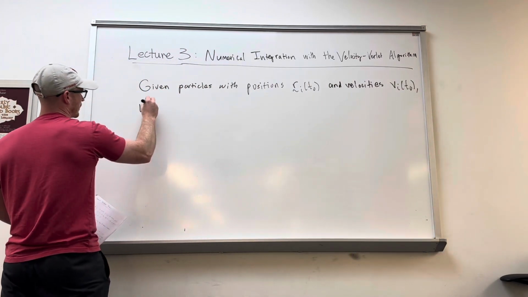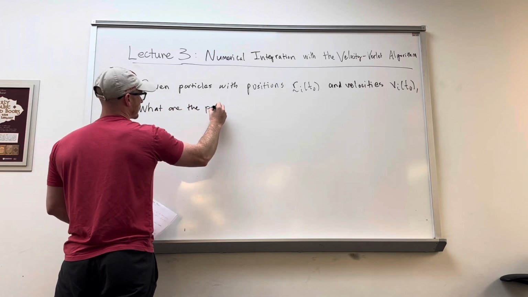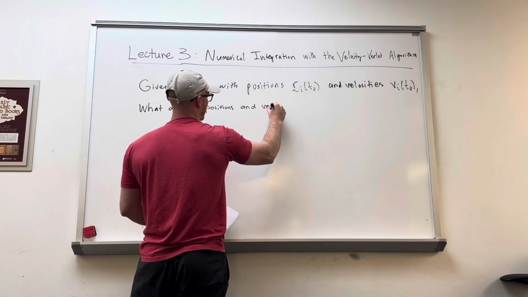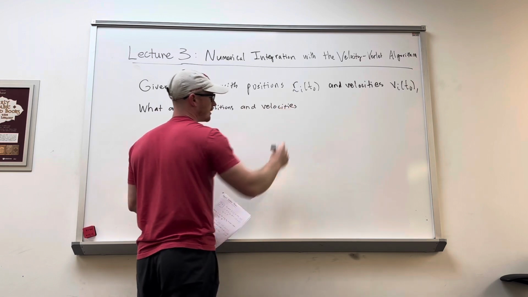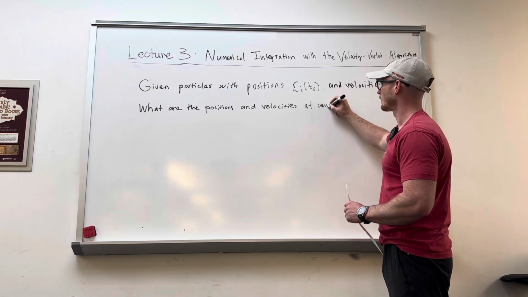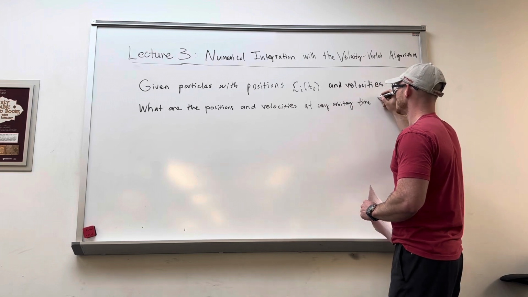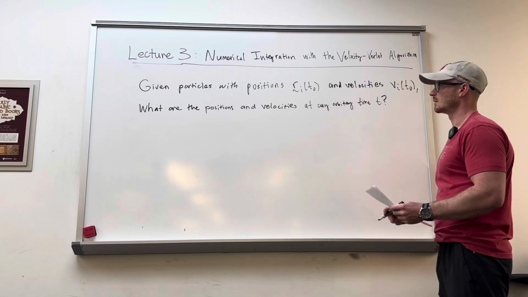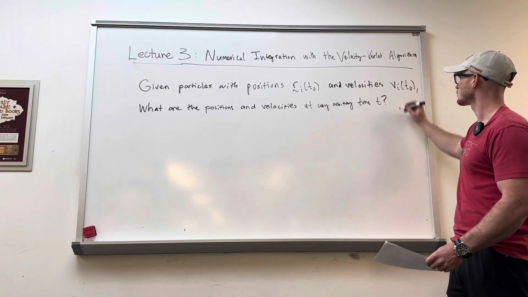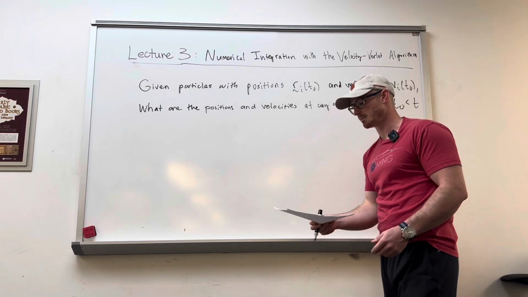we want to answer what are the positions and velocities at any arbitrary time t. So we want to be able to look at the evolution of these particles in time. We usually suppose that t naught is less than t, so that t is advancing forward in time.